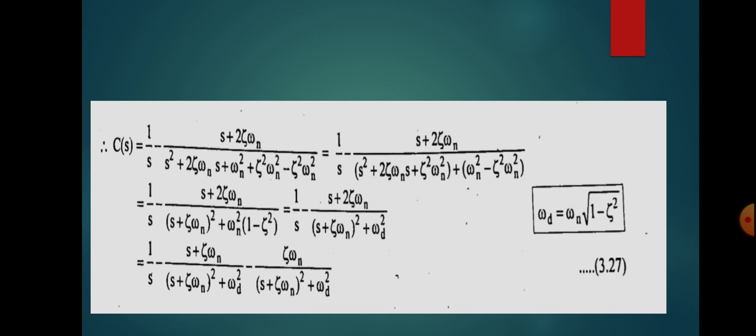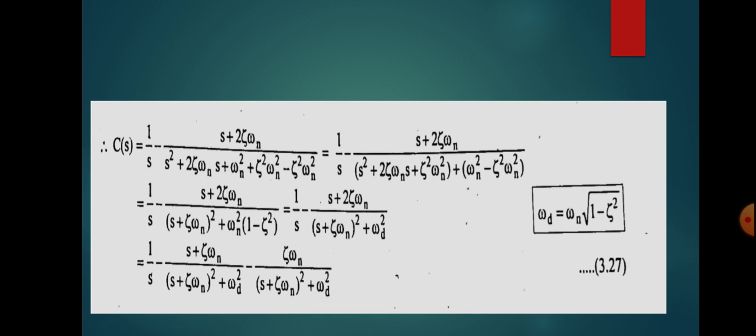So you will get 1 minus s plus 2 delta omega n divided by, you can group the terms such as s square plus 2 delta omega n s plus delta square omega n square, plus omega n square minus delta square omega n square. You can see that the first term is in the form of a plus b whole square. So you can write it as 1 by s minus s plus 2 delta omega n divided by s plus delta omega n whole square plus omega n square into 1 minus delta square.